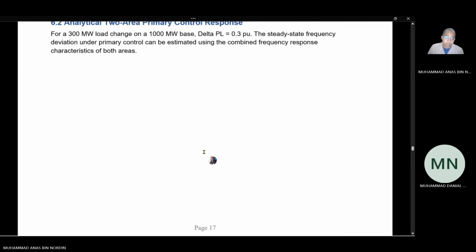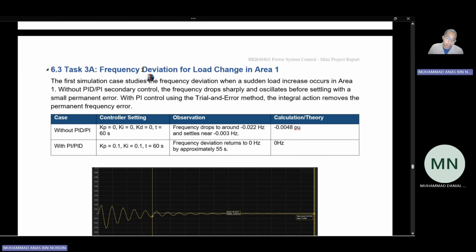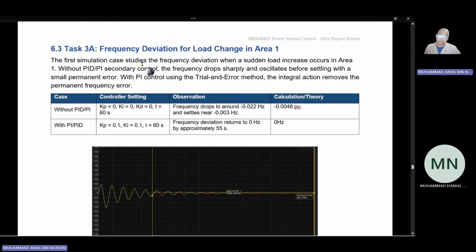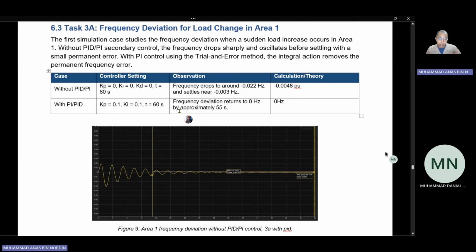Okay, next, I will show you my first task, which is task 3A, where I need to find the frequency deviation for load change in area 1 only. The first simulation case studies the frequency deviation when a sudden load increase occurs in area 1. Without PID or PI secondary control, the frequency drops sharply and oscillates before settling with a small permanent error. With PI control using the trial and error method, the integration removes the permanent frequency error. Why am I using the trial and error method? First I tried the tuning method, but because of the licensing issue, I can only do the trial and error method.